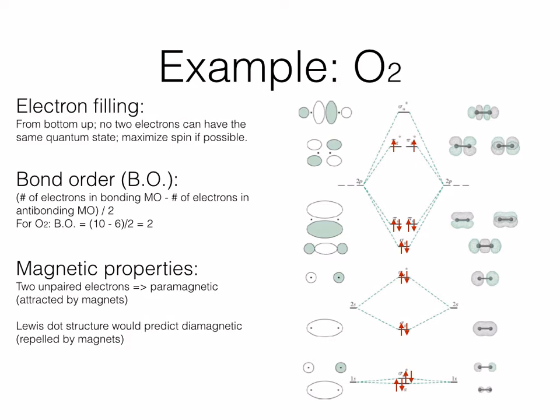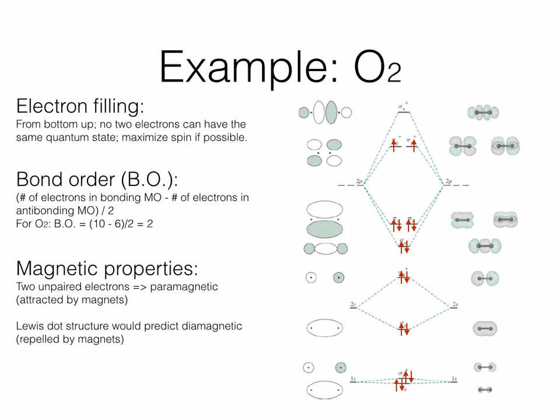Now, you can make some other predictions, for example, the magnetic properties. In the case of the MO diagram, the diagram would predict the oxygen molecule to be so-called paramagnetic, because in this case, there are two unpaired electrons. Those electrons would behave just like small magnets. So if you have unpaired electrons, then you would have a net magnetic spin. What that implies is the O2 molecule would be attracted to strong magnets.